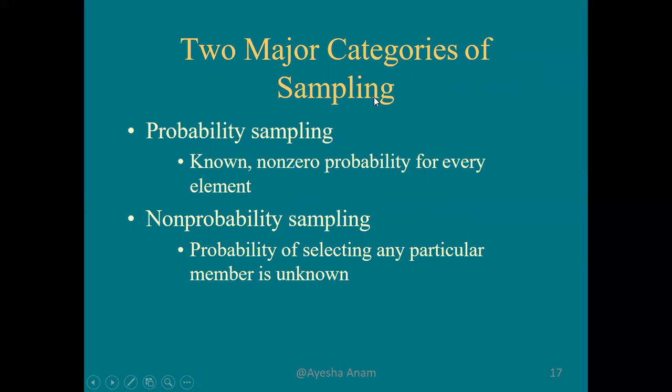So there are two major categories of sampling: probability sampling and non-probability sampling. What is probability sampling? In probability sampling, there is a known, non-zero probability for every element. Probability is the chance. Then in non-probability sampling, the probability of selecting any particular member is unknown.